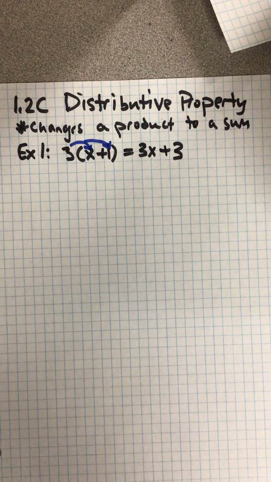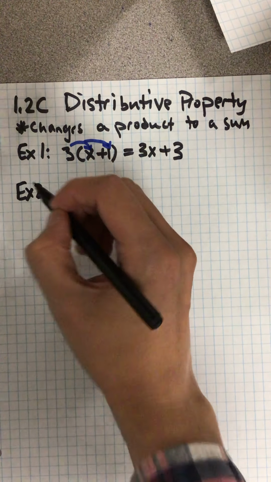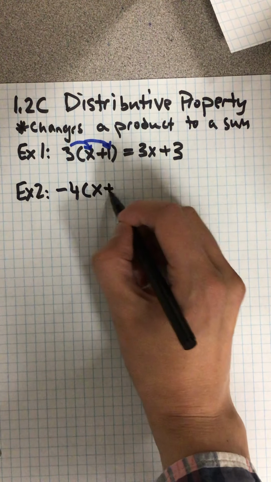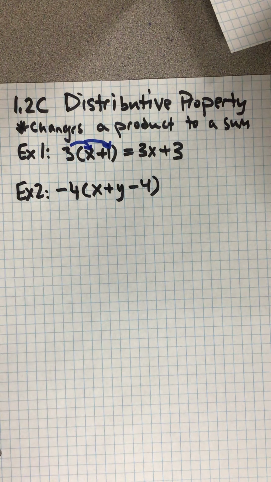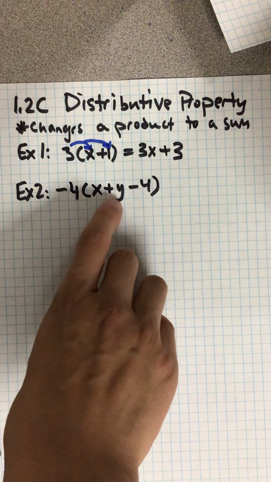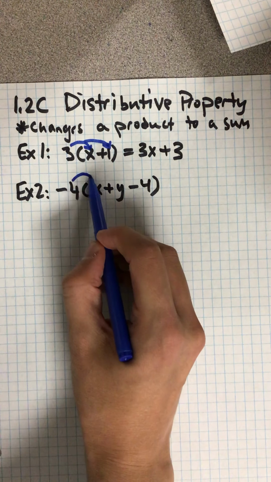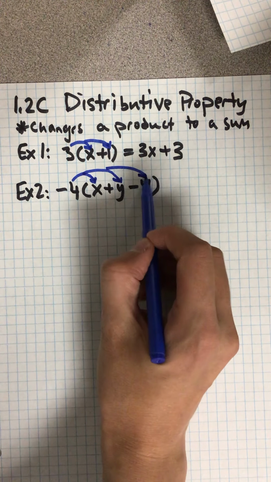For another example, example 2, this one's a little bit longer. We have negative 4 times x plus y minus 4. But the distribution process is identical. We're going to do exactly the same thing. We need to multiply this minus 4 by everything inside our parentheses here. So the negative 4 is multiplied by the x, the y, and the negative 4.